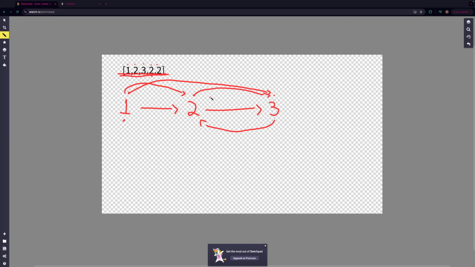And as we can see, slow and fast pointer are both pointing to the same node, so they've intersected. And since they've intersected, we know that there's a cycle in the linked list, since the fast pointer has basically looped around and went back to where the slow pointer was.